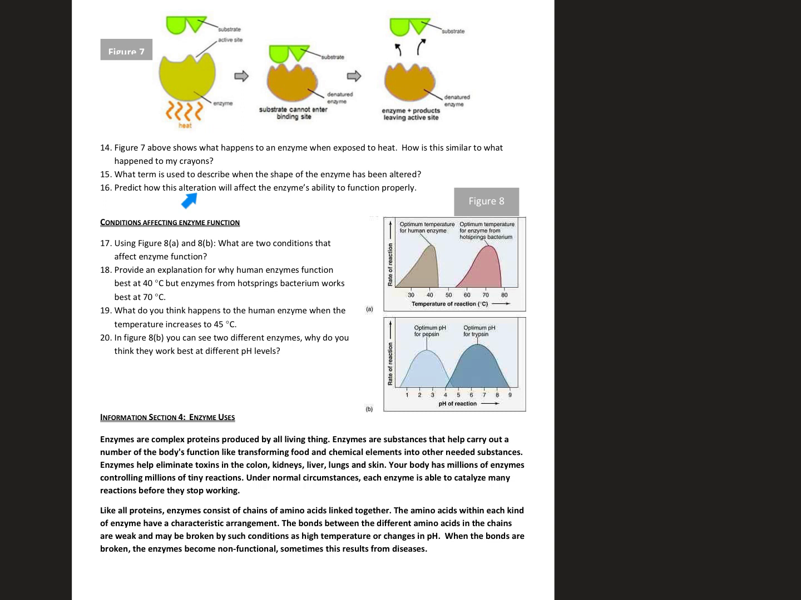What term is used to describe what happened when the shape of the enzyme has been altered? We use a term. I hope you know it already. It's denatured.